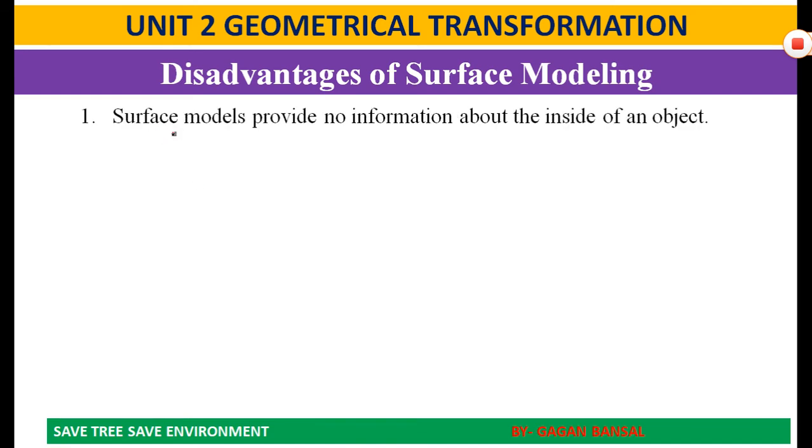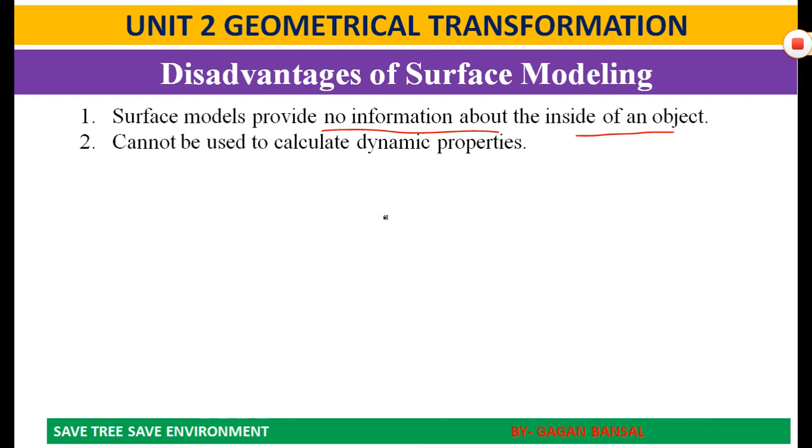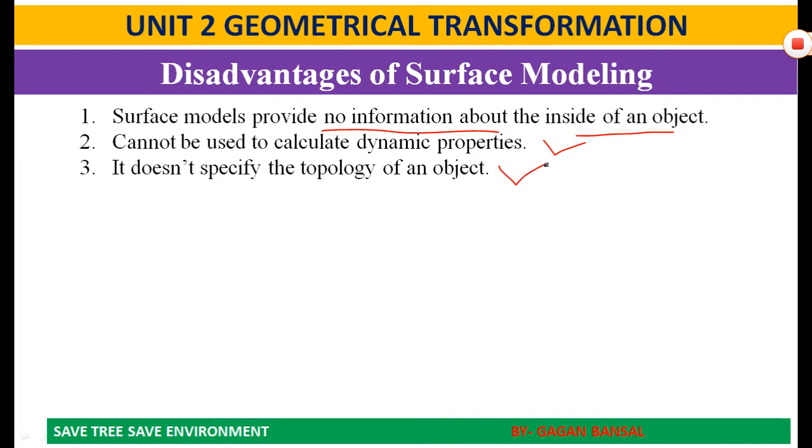Disadvantages include that a surface model provides no information about the inside of an object. That means it does not provide volumetric properties and cannot be used to calculate dynamic properties, which is very obvious. It doesn't specify the topology of the object. It is very important that it does not specify the topology of an object and it is still ambiguous.